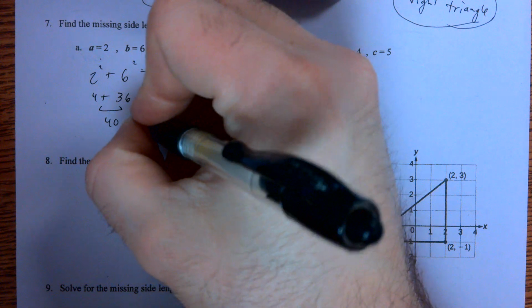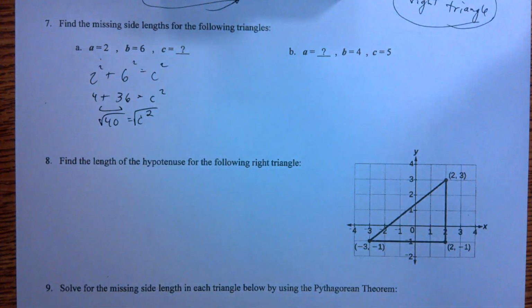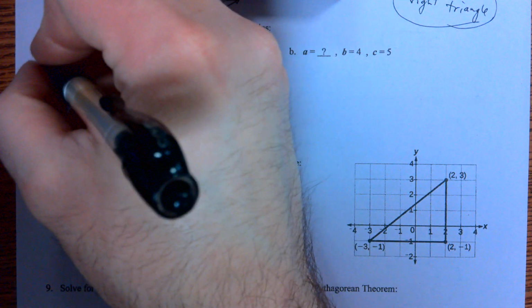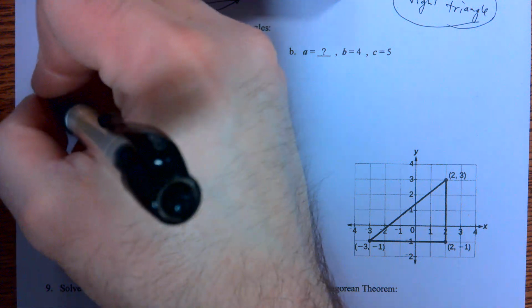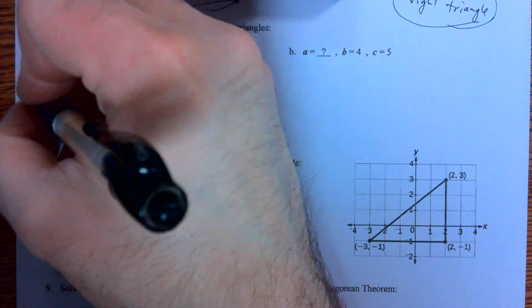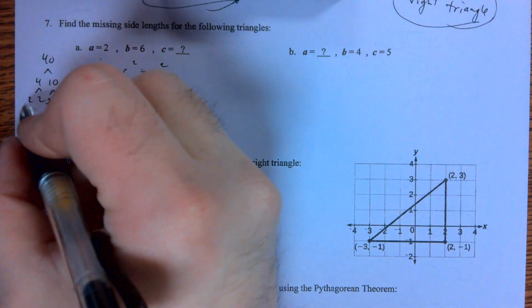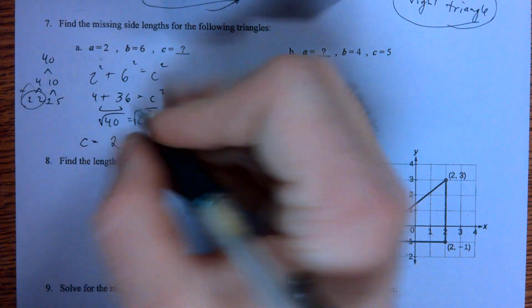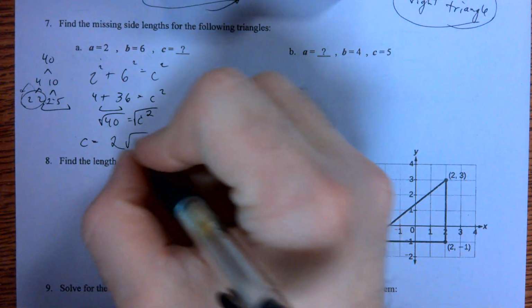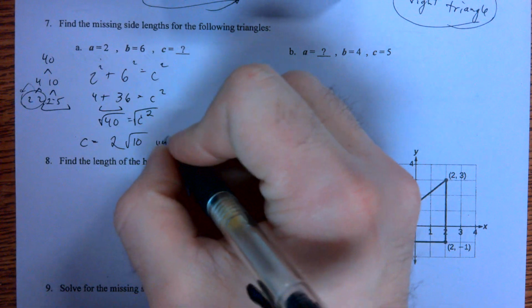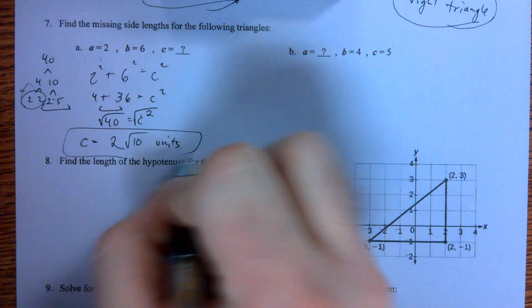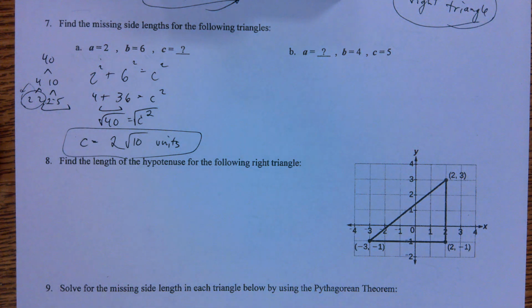I'm going to try and get c all by itself by square rooting both sides. I've got to do a factor tree for 40. That's 4 times 10, 2 times 5, 2 times 2. Pair of 2's comes out in front. 2 times 5 left over inside the square root. Units on my answer. Again, triangles, Pythagorean theorem, we're talking about length. So I don't want a plus or minus sign in front, but I do want units on the end.